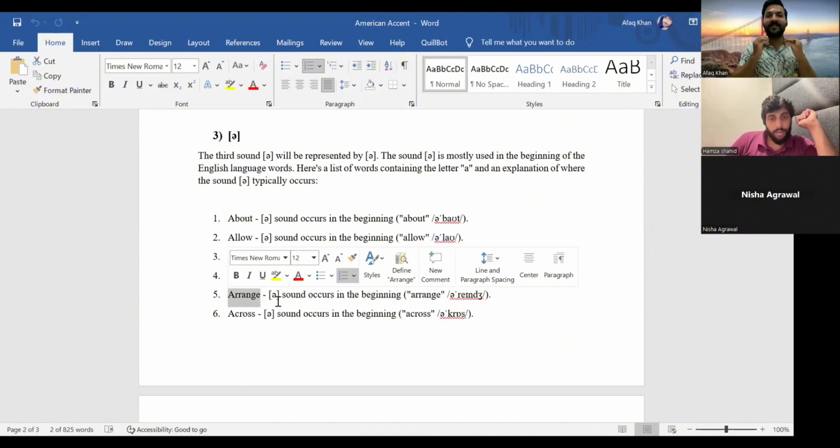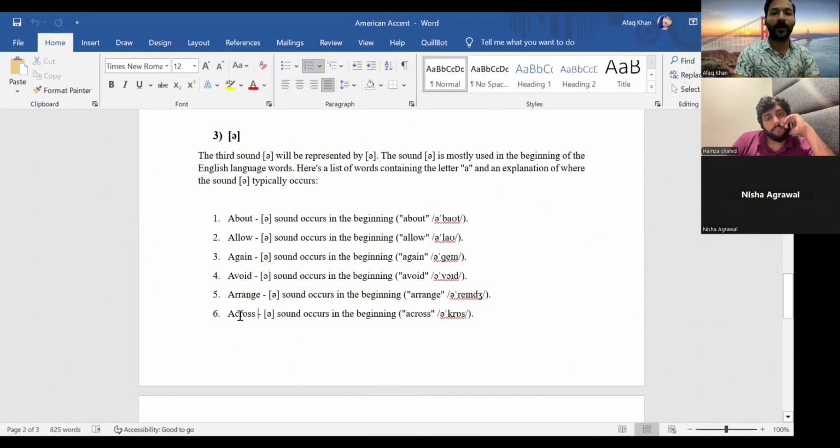The schwa sound is actually the shortest vowel in the English language, okay? As we've already studied a little bit, what are the long vowels and what are the short vowels? So it is the shortest vowel. Okay, now we're going to move to example six.